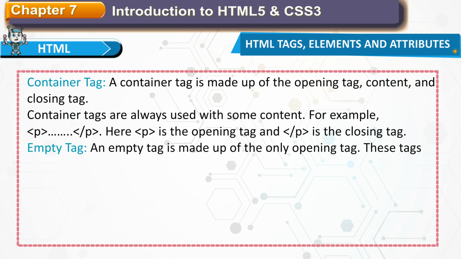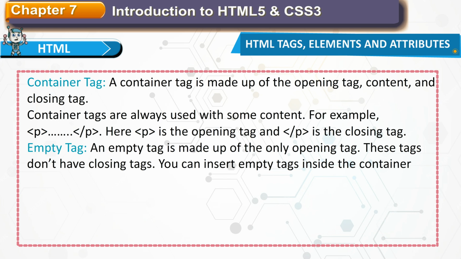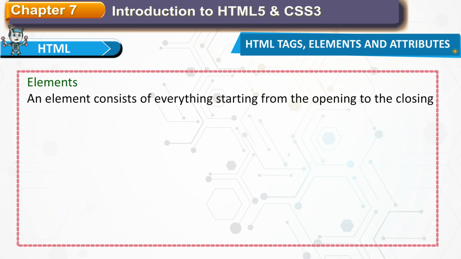Empty tag. An empty tag is made up of only the opening tag. These tags don't have closing tags. You can insert empty tags inside the container tags. For example, <br>. Elements. An element consists of everything starting from the opening to the closing tag. For example, <u> ... </u>.